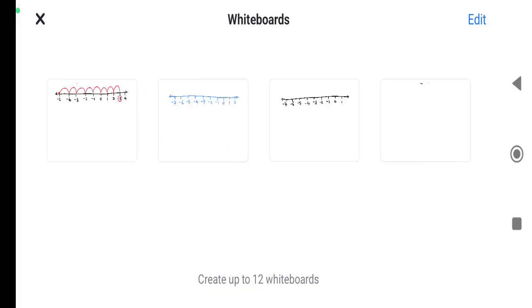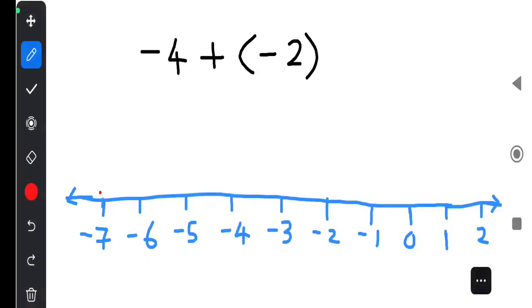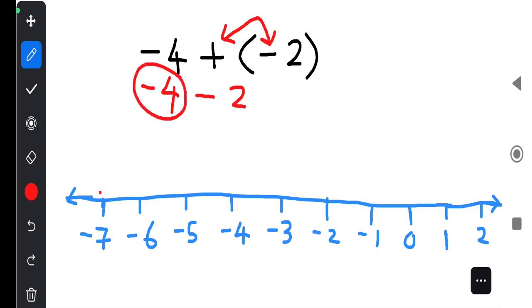Let's look at the next question. We have -4 plus bracket -2. Write -4 again, then you do plus times minus, that will give you minus, then you write the 2 in the bracket. Start with the first integer, which is -4. Where is -4 on the number line? This is -4 where you have the red dot.